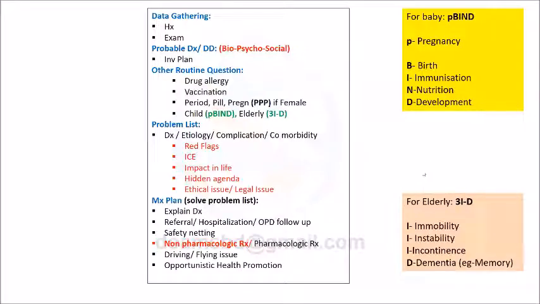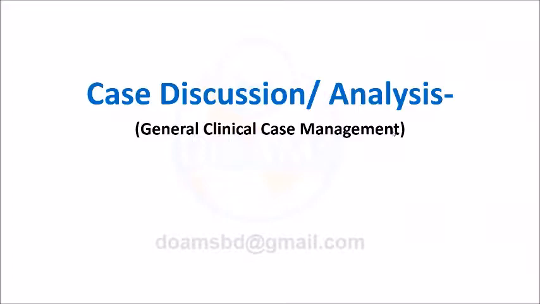This mnemonic is very useful. Whenever you get an elderly patient, you need to ask these 4 questions. It is called the holistic approach. Now, I will show you the sub cases, general clinical case management, with one example.